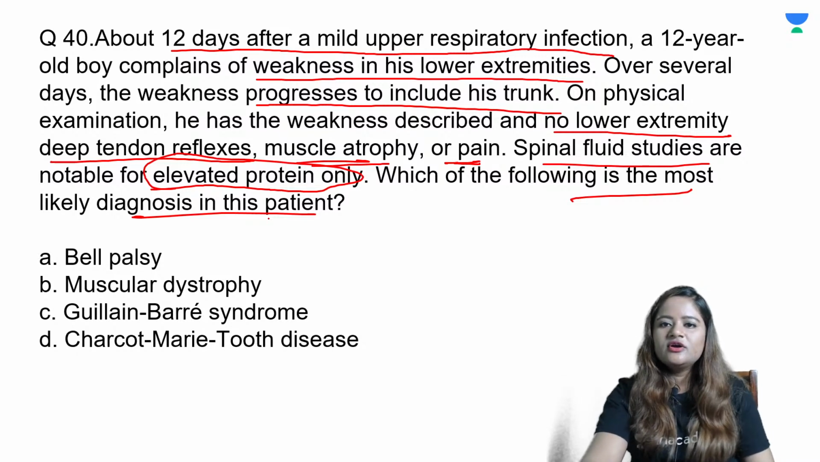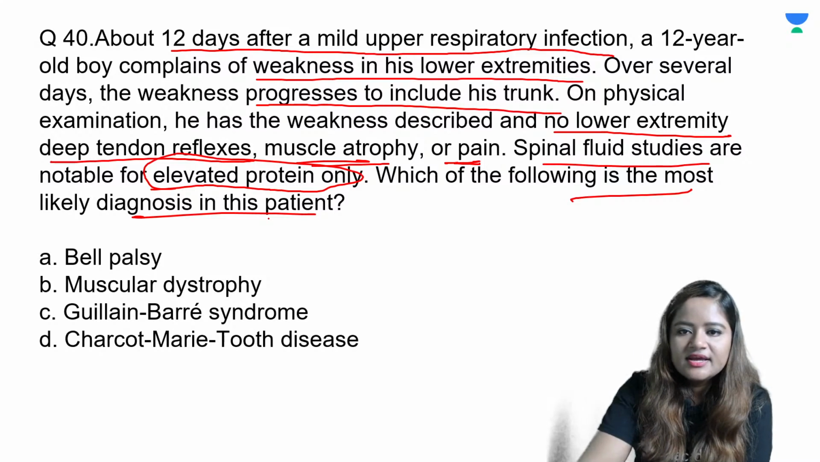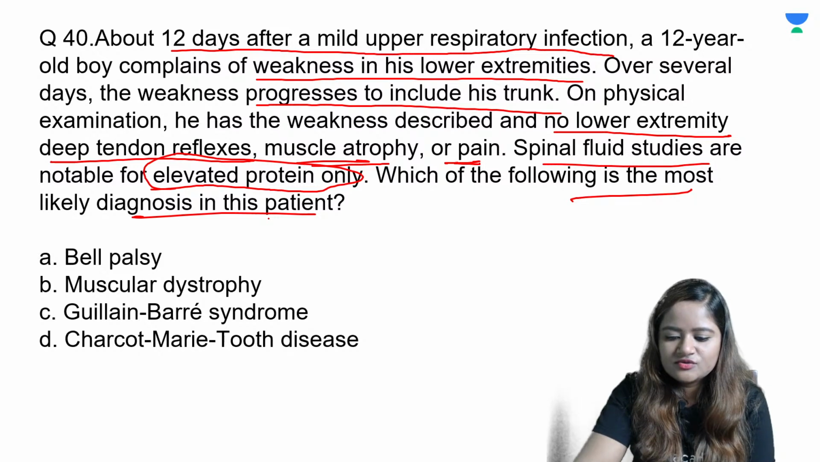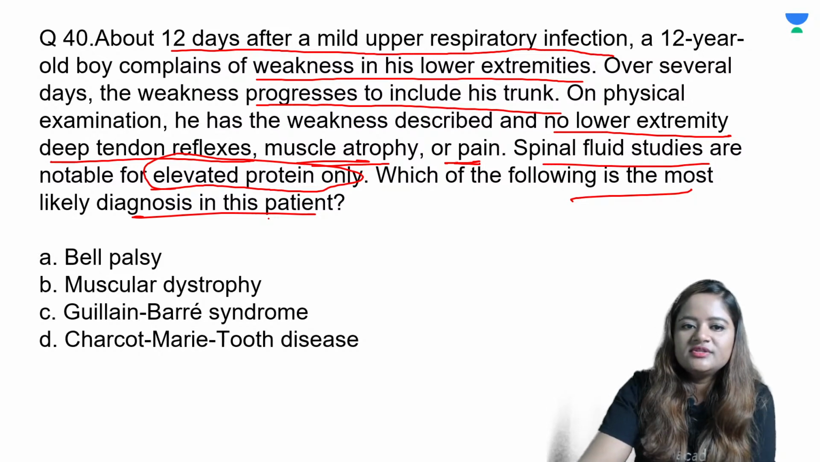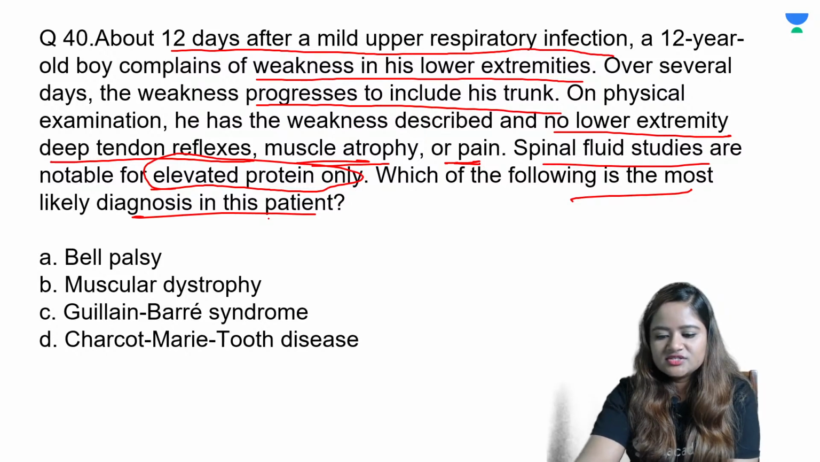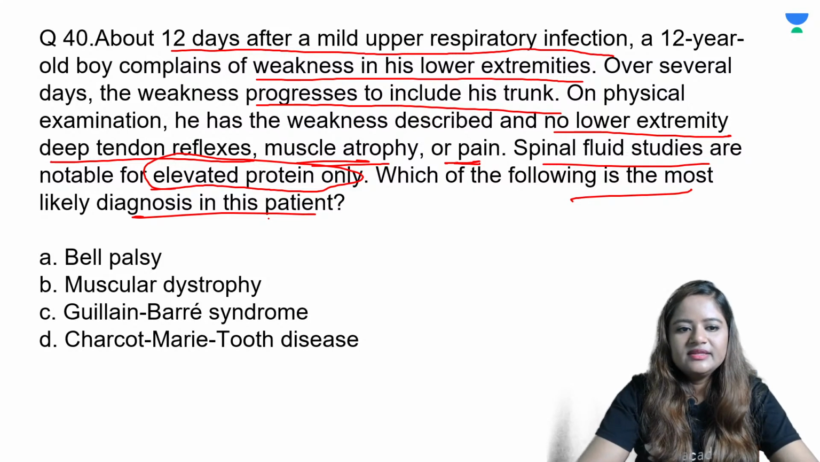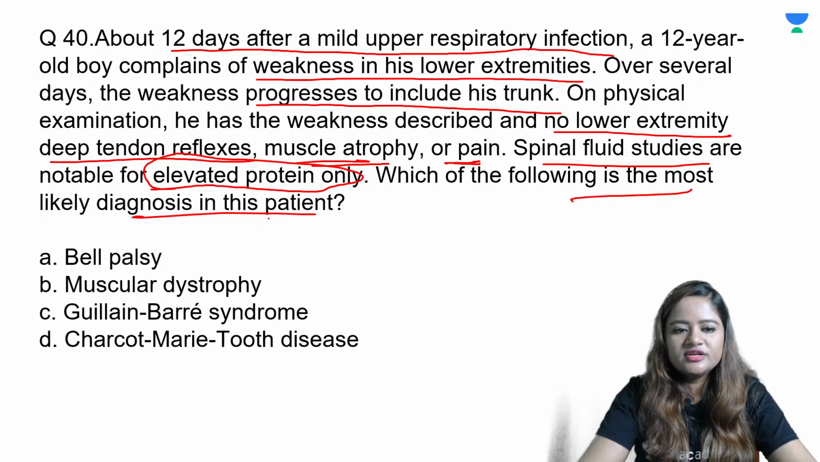Okay, so the child had an upper respiratory tract infection. After that, he developed weakness in his lower extremities. The weakness is now progressing from the lower part to the upper part of the body, and there are no DTRs elicitable. There is no muscle pain and muscle atrophy. And spinal studies show that there is only an increase in protein, that is albuminocytological dissociation. So this classical clinical condition is talking about which disease? Is it Bell's palsy, muscular dystrophy, Guillain-Barré syndrome, Charcot-Marie-Tooth disease? Which option would you go for? Question number 40.